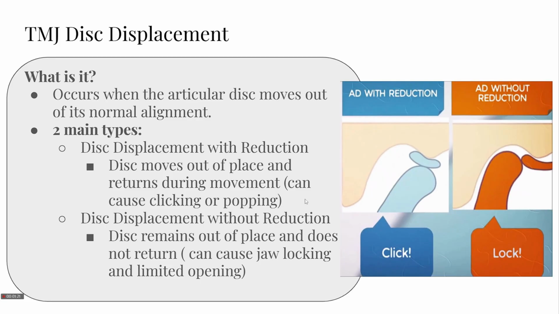So our first injury is the temporomandibular joint disc displacement. It is a common injury that happens when the small articular disc inside the jaw joint moves out of its normal position. When this disc is out of alignment, it disrupts smooth jaw movement, and it can cause pain, clicking, or even locking of the joint.